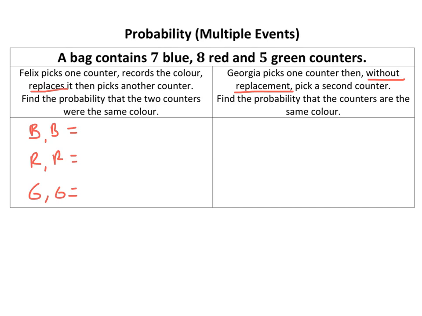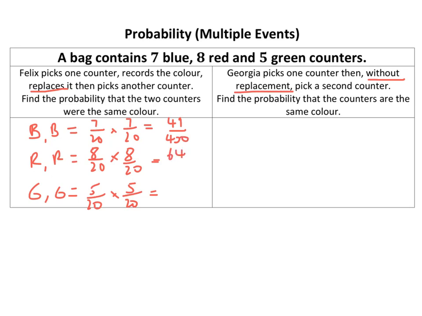Now, the probability of getting blue, blue is 7/20ths, and because of replacement, it's times 7/20ths. 8/20ths times 8/20ths, and we've got 5/20ths times 5/20ths. Now when I work all of those out, I get 49/400ths, I get 64/400ths, and I get 25/400ths. Add them all up, and what's that?